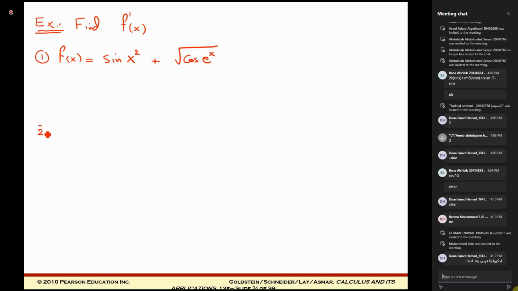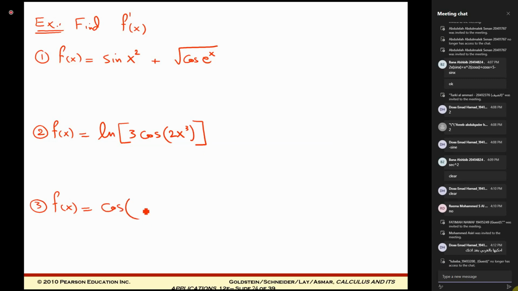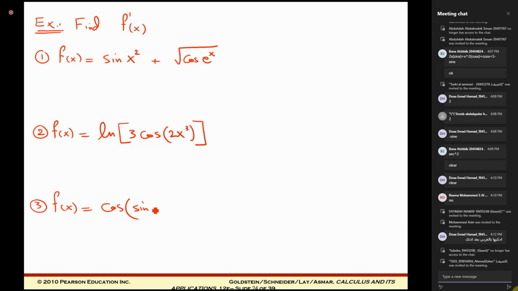Number 2, f of x equals ln of 3 cosine of 2x to the power 3. Number 3, if we have f of x equals cosine inside the cosine sine, and if we have cosine square also, cosine square for 5x, like this.